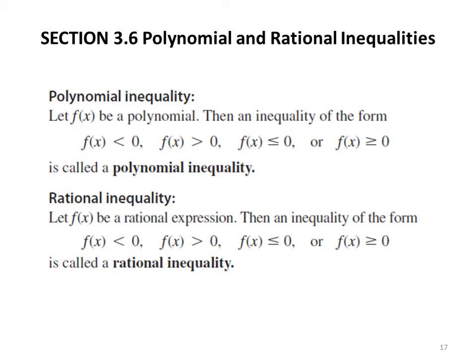These are all called polynomial inequalities. Now, rational inequalities. f of x now is a rational expression. For f of x less than 0, f of x greater than 0, f of x less than or equal to 0, or f of x greater than or equal to 0, these are called rational inequalities. In this section, we will see how to solve both polynomial inequalities and rational inequalities.